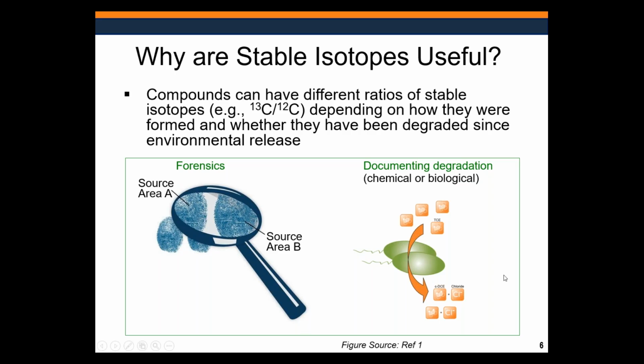If you have some chemical that's been made by different processes, often the isotope ratios in that chemical are going to be somewhat different. Secondly, in terms of documenting degradation, there's sort of a predictable increase in the ratio of heavy to light isotopes in lots of different compounds as they biodegrade and or abiotically degrade. So you can use this as a means to firmly establish that something's degrading in the field.